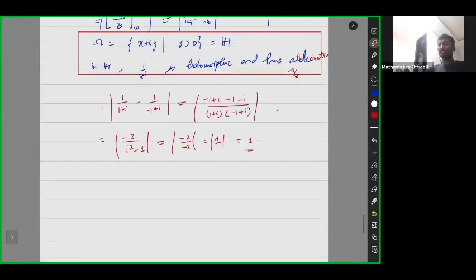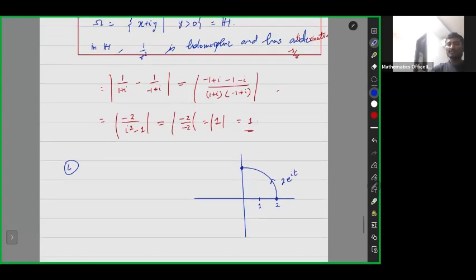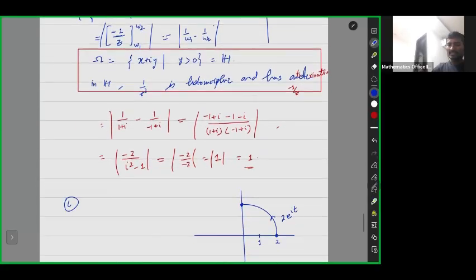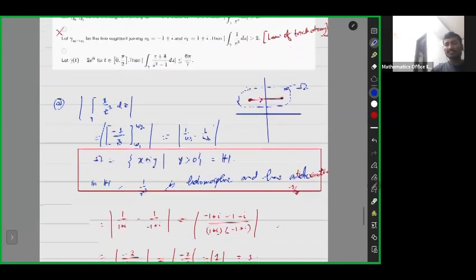Okay, we are going to draw the picture, because in part C we have a clear picture of what the curve is. This is 1, this is 2, and this curve is a quarter of the circle. This is 2 e power i t, starting from here and ending here, because t goes from 0 to pi by 2. Now we have this gamma, and we want to calculate the integral. Let's calculate this.